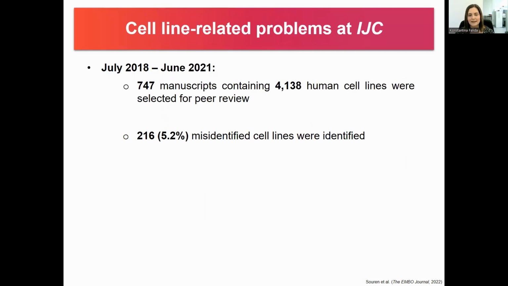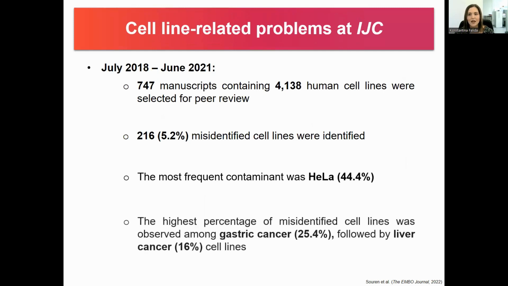Last year, we published a study providing an overview of issues pertinent to misidentified cell lines and discussing available solutions. More than 5% of the cell lines used in manuscripts submitted to our journal were misidentified, and the most frequent contaminant was the HeLa cell line. We also found that most of the misidentified cell lines were used in studies for gastric and liver cancer, which indicates that the literature on those cancer types probably suffers a lot from misidentified cell line data.